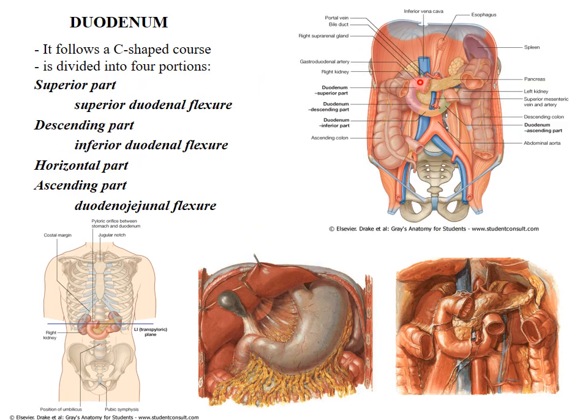Duodenum has a C-shaped course, and it is divided into four parts. The upper part, first part, is the superior part, then the descending part. Between superior and descending part is the superior duodenal flexure, then the horizontal part. Between the descending and horizontal part is the inferior duodenal flexure, and then the ascending part of the duodenum, and duodenum terminates in the duodenojejunal flexure.